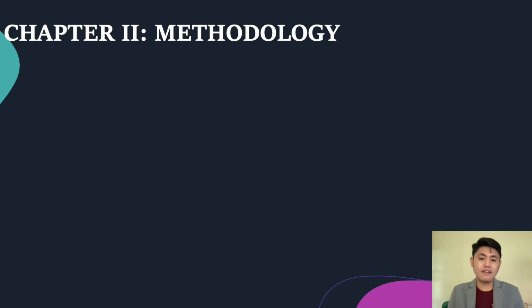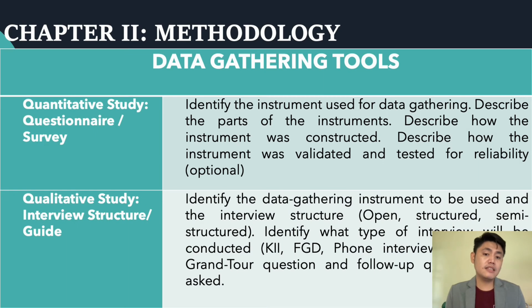Now, after clarifying the locale, the setting, the population, and the sample size of your study, and how these samples will be selected, the next thing that you have to clarify is the data gathering tool that you will be using for your research study. Again, the type of data gathering tool that you will be describing should be appropriate to the research design and the research methodology that you will be using.